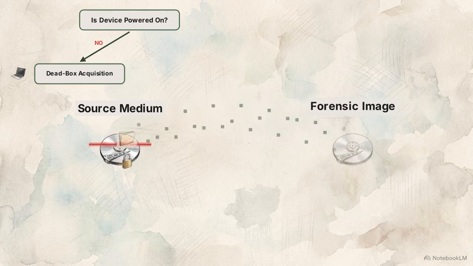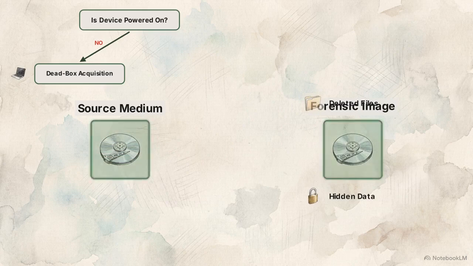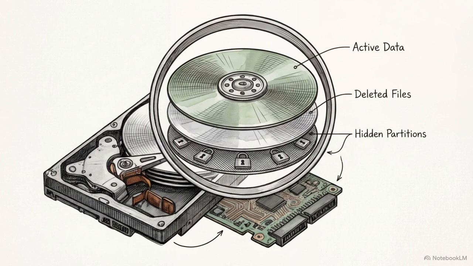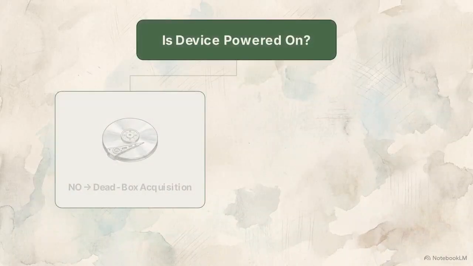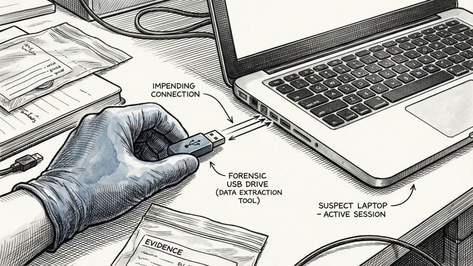In this scenario, the device remains off, and the examiner performs a physical, bit-by-bit copy of the entire storage medium. This physical acquisition creates a comprehensive replica. It captures all active data, deleted files, and hidden partitions, completely avoiding any alteration to the original system. If the investigator finds the suspect device powered on and running, they follow the right path: live acquisition. Here, the trade-off is stark. Yanking the power cable preserves the hard drive perfectly, but vaporizes the RAM.